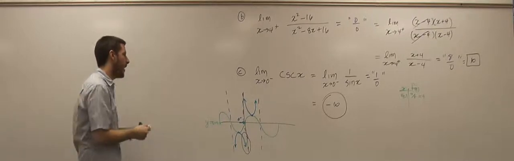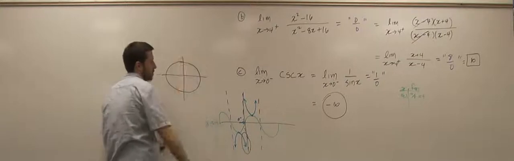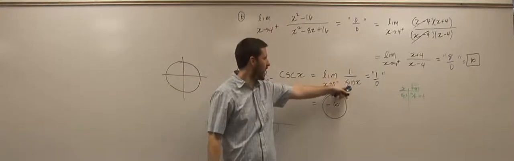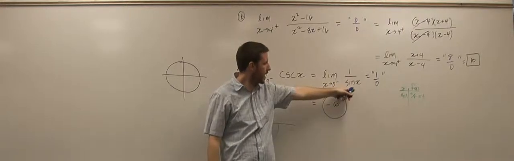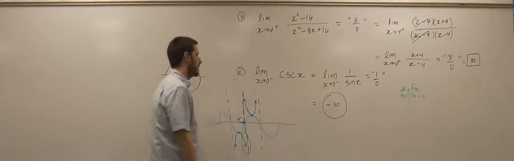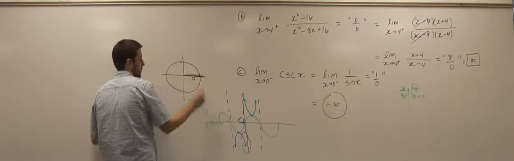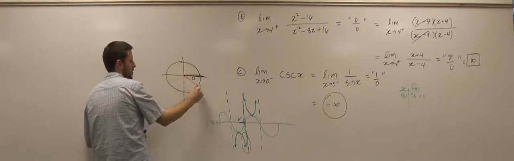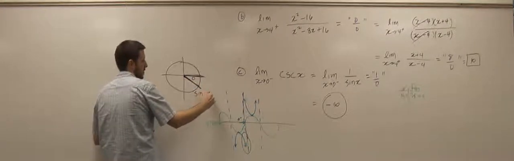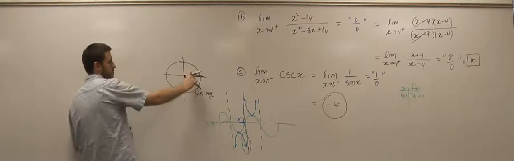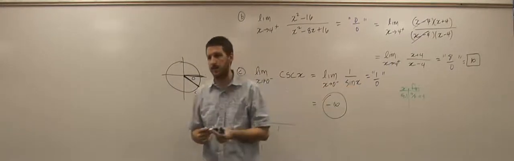If you didn't know the graph, you could use the unit circle approach. Basically, this comes down to 1 over sine, so you need to know for angles that are less than 0, is sine positive or negative. So on your unit circle, here's 0. If you're supposed to go less than 0, you go somewhere over here. In the fourth quadrant, sine is negative. So for angles slightly less than 0, this guy will be negative. Again, getting negative infinity.